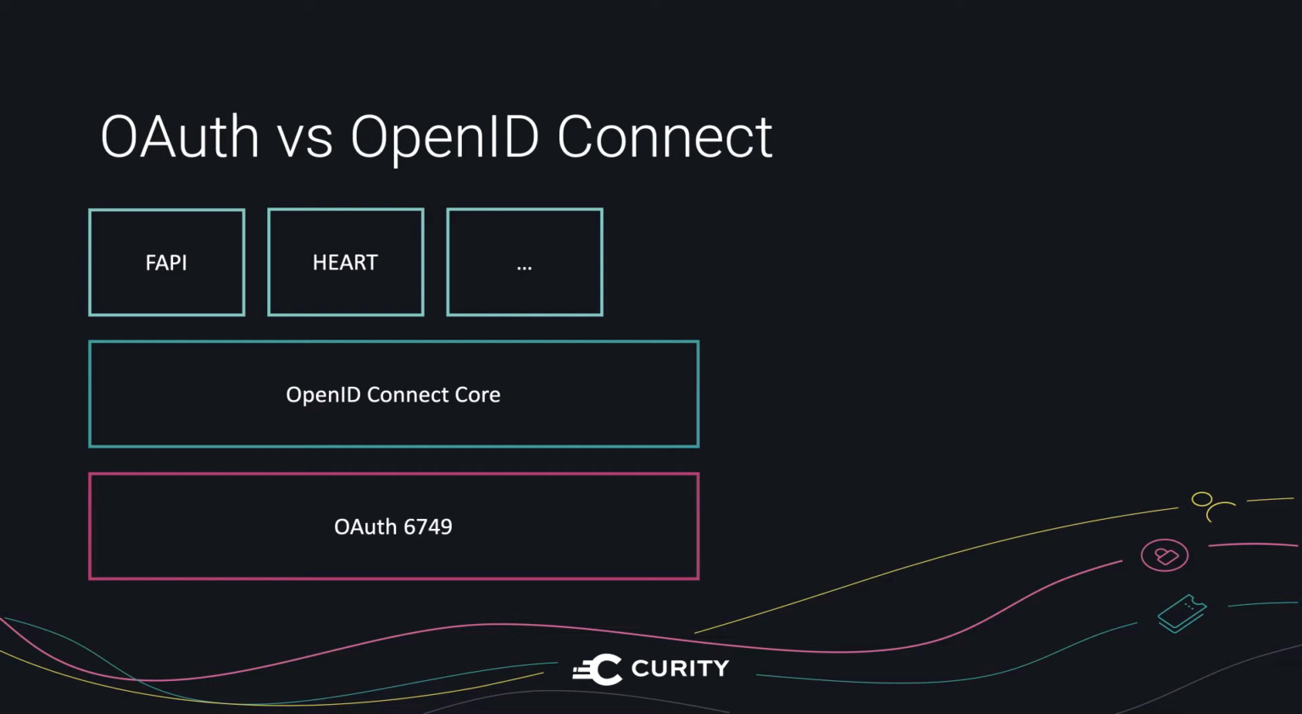OAuth in the core specification, 6749, is a framework protocol. So it can be used on its own, but it's really meant to be built on top of. So OpenID is built on top of OAuth, and if you support OpenID Connect, you do support OAuth, but not the other way around. OpenID Connect is also possible to extend, or profile as it's called. So there are profiles of OpenID ready today, FAPI for financial grade APIs, HEART for medical, and more. And there are other specifications extending OpenID Connect as well.